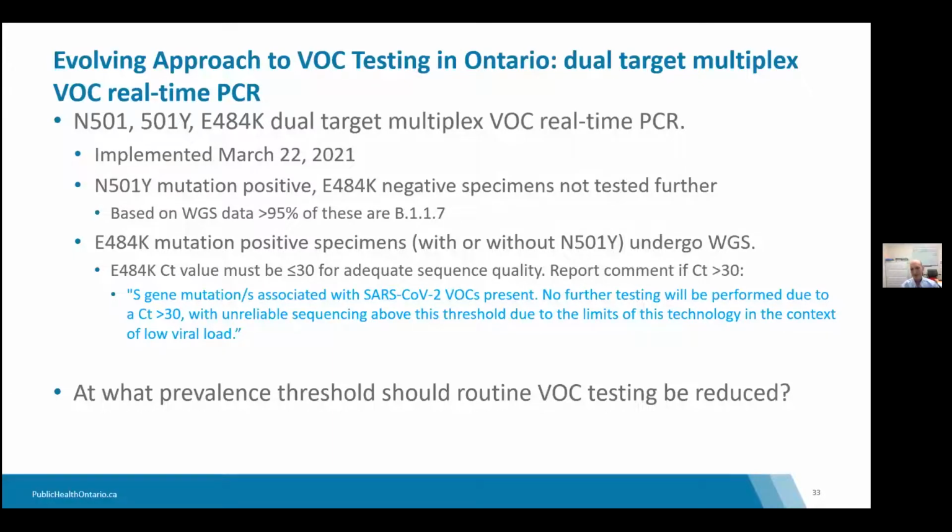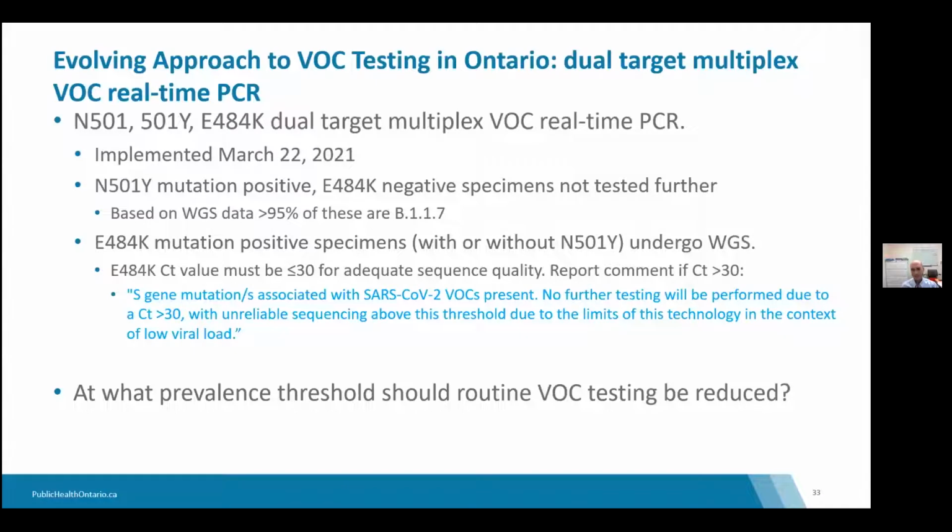One important thing is that to do whole genome sequencing, we do need a bit higher viral load than with the real-time assay. So we require the CT value within the dual target real-time assay of the 484 target to be at least 30 or below. And if not, we add a comment to basically say that we're not able to test any further due to the low viral load, affecting the quality of any subsequent sequencing that could be done.